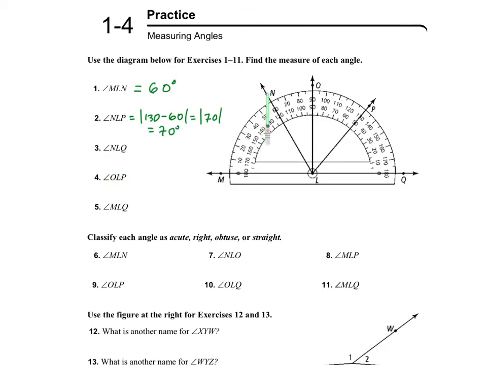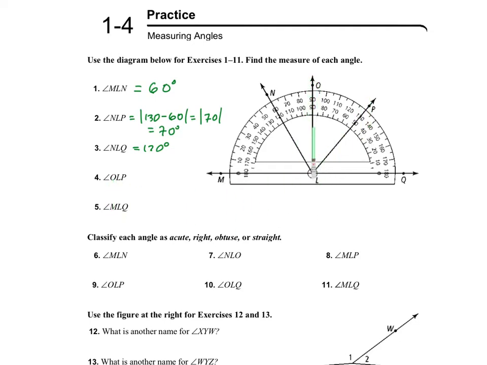And LQ, again, that one has a ray that starts at 0. In this case, it's pointing right, so we're using the numbers that start on the bottom part right here. In this case, it measures 120 degrees.